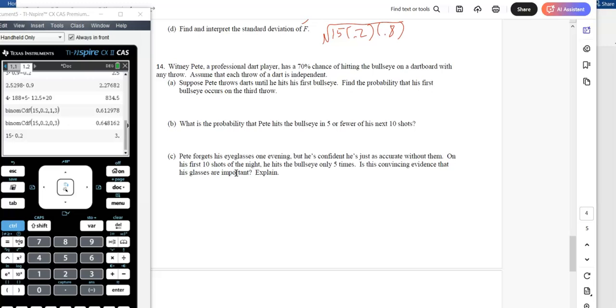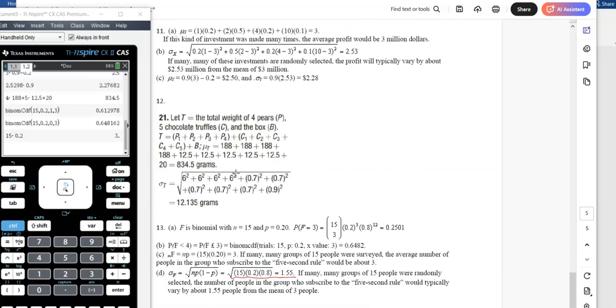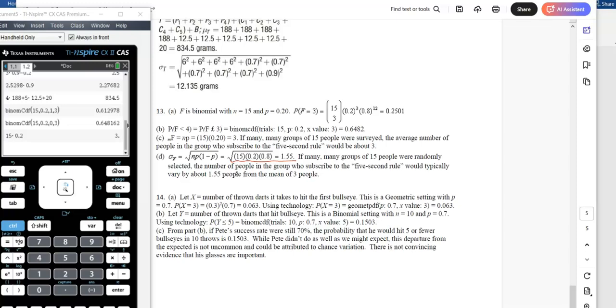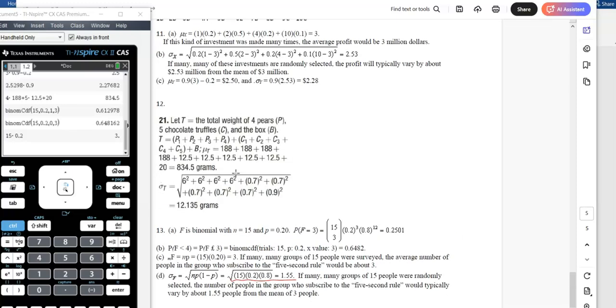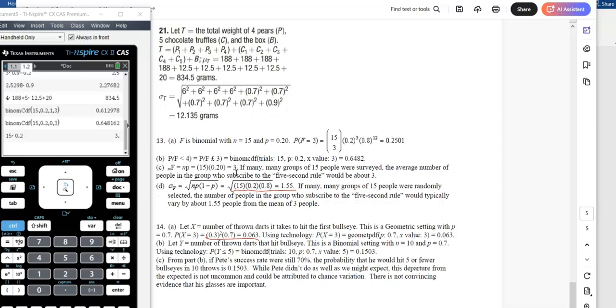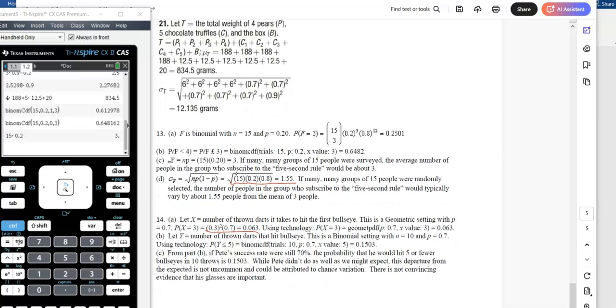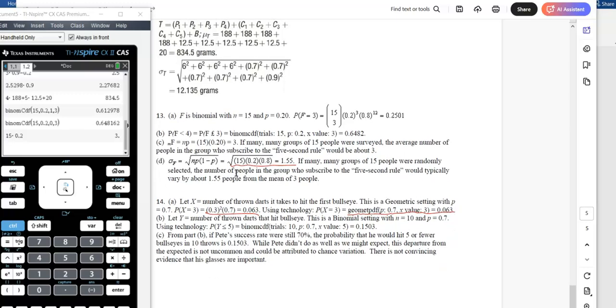Okay, so I think it's his first bullseye, so this seems geometric, right? For this third throw, I'm going to just do it the old-fashioned way. I want him to miss, 0.3. I want him to miss. And the third throw, I want him to hit. So you would type that in your calculator. There you go, and you get 0.063. You also could use geometric PDF to get it as well.